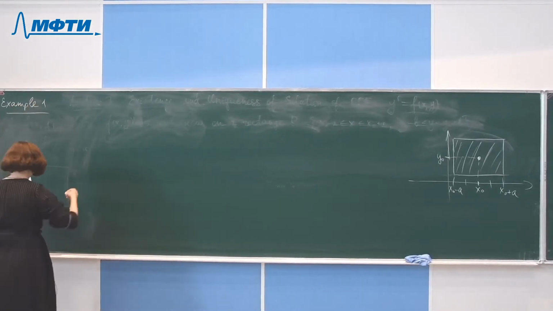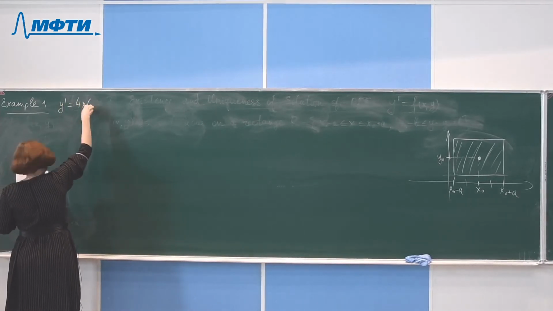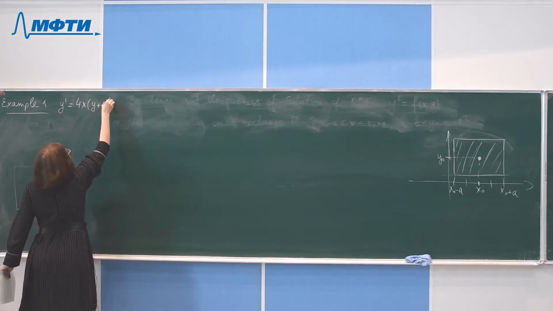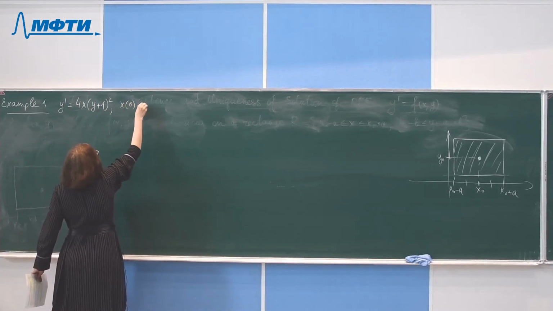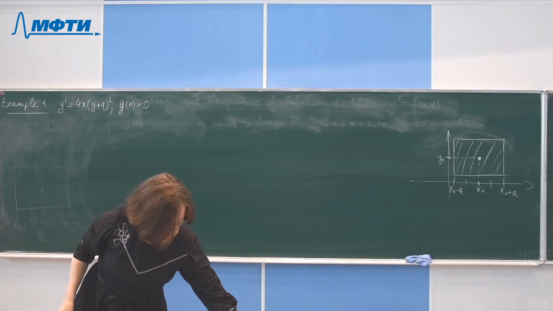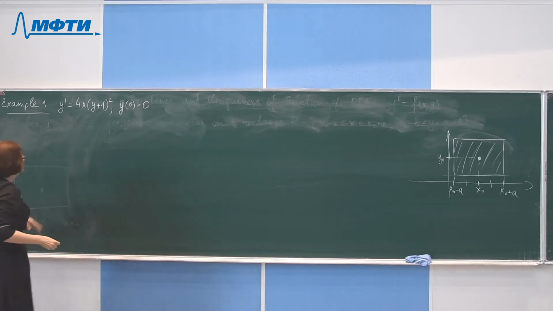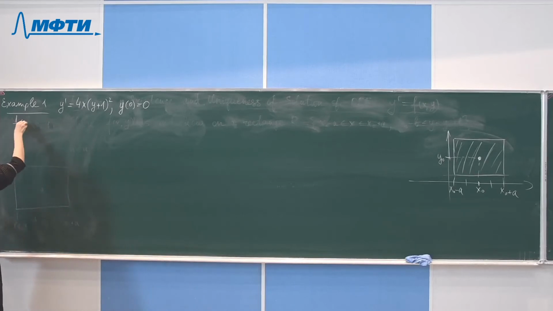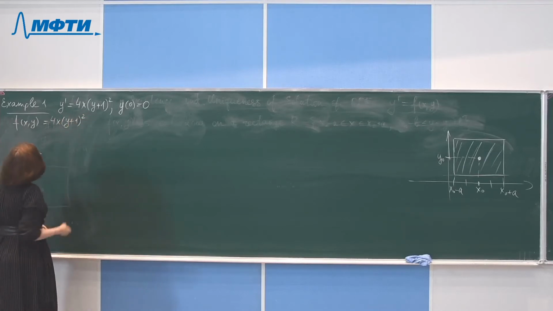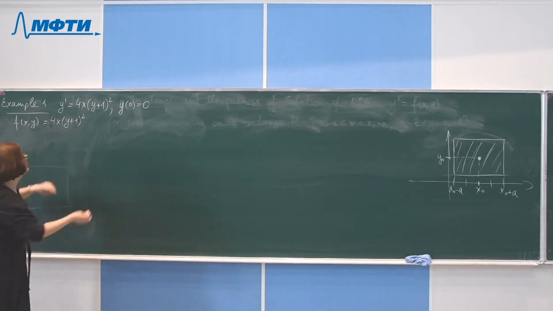I'd like to consider an equation of the form y prime equals 4x times (y plus 1) squared, y of 0 equals 0. So this is an initial value problem. Okay, so look at the function. Our function f of x, y is equal to 4x times (y plus 1) squared. And we can see that this function is continuous in the entire plane.